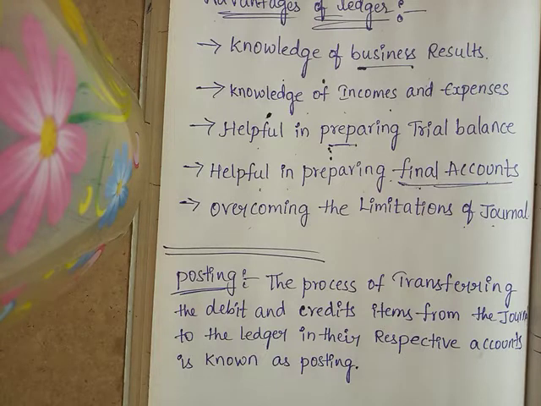Next is the type of book. The journal is a primary book, a book of primary record. The ledger is a book of final entry. Then next is the process. The process of recording transactions in the journal is called journalizing. The transactions recorded in the journal are called journalizing. In the ledger, what is the process?